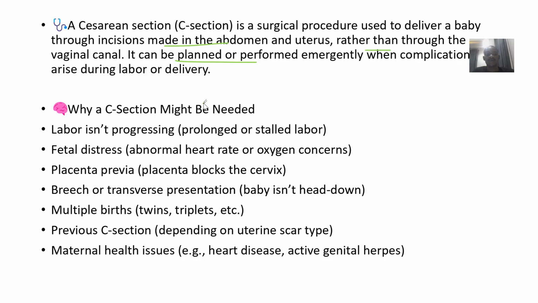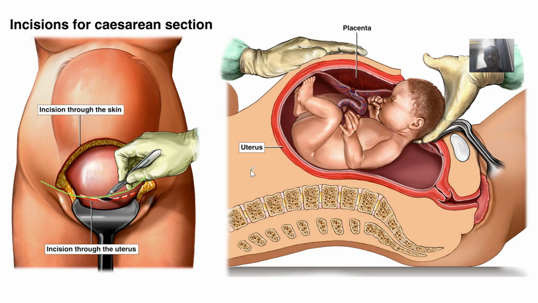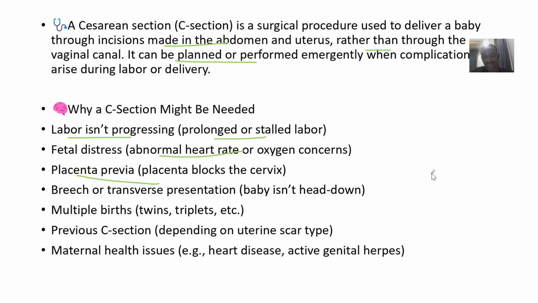Now, the reasons are very important. If you are asked any question about cesarean section, it's always the reason. If the labor is not progressing, the labor is paused or stalled, the labor is too long, she has pushed too long. If the baby is distressed, with abnormal heart rate or oxygen concerns. Placenta previa, where the placenta is blocking the place where the baby's head is supposed to pass through, there's no other option than cesarean section.